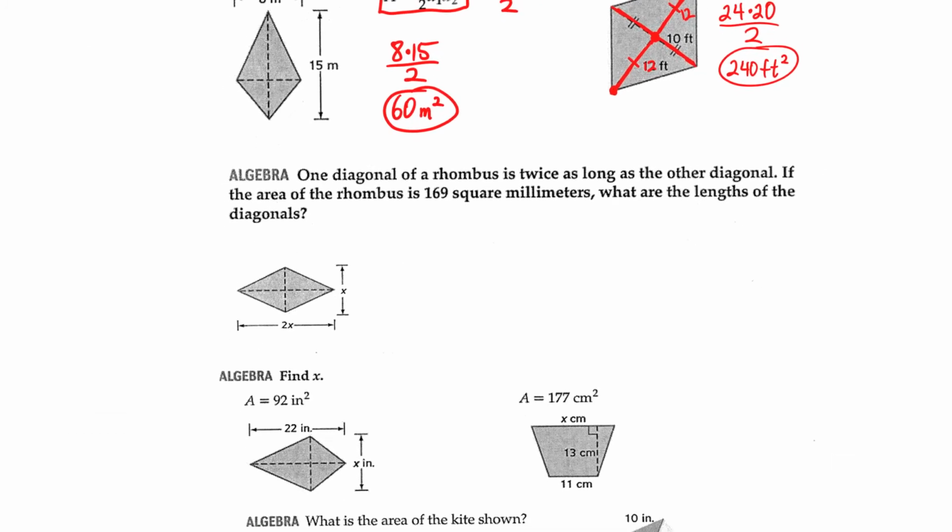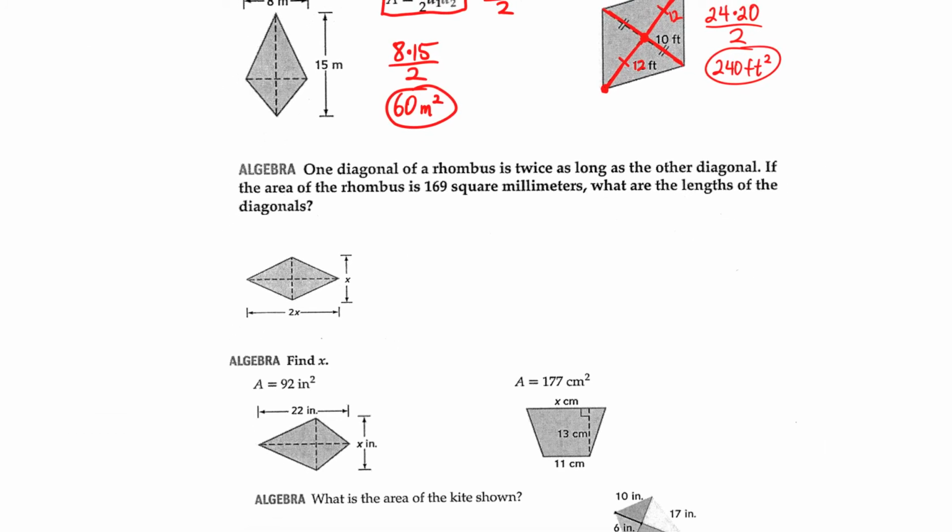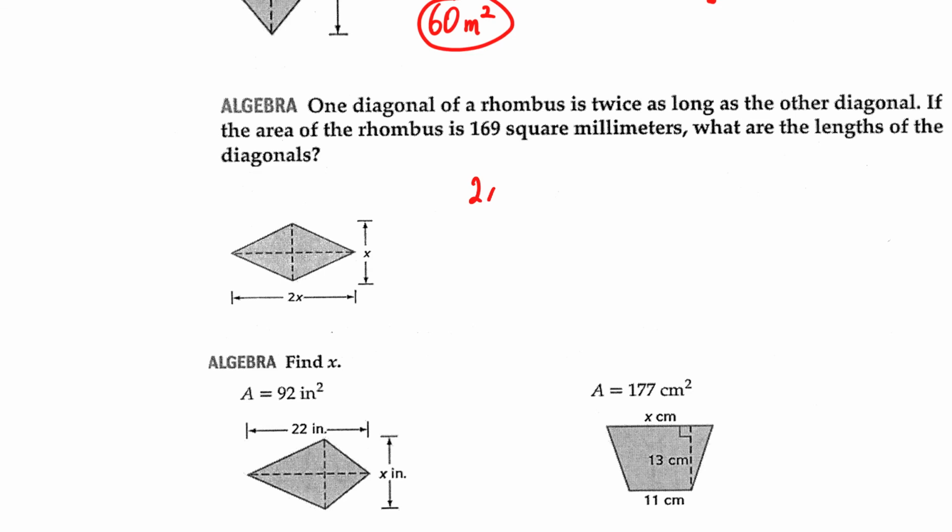Okay, next one. One diagonal of a rhombus is twice as long as the other, and they've already got that drawn for you right here. If the area of it is 169, what are the lengths of the diagonals? Okay, so we know that diagonal 1 times diagonal 2 divided by 2 gives you the area of that rhombus. And we're just working backwards here to solve for x.